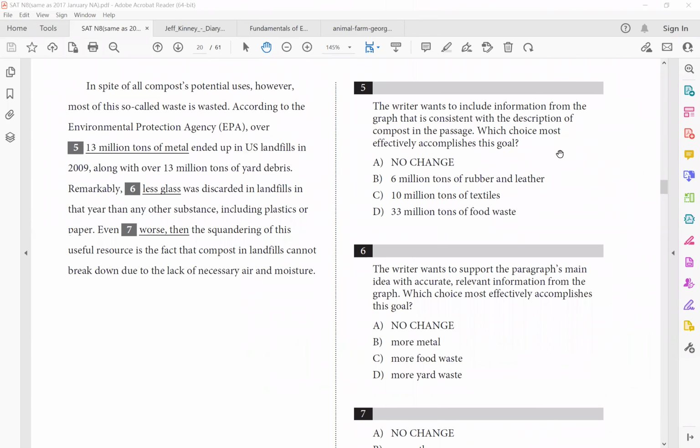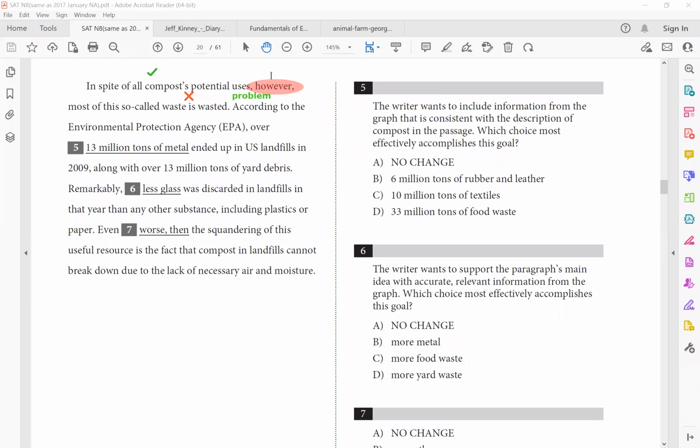And number 5, the writer wants to include info from the graph that is consistent with the description of compost only. Okay, so which best accomplishes the goal? So in spite of all compost potential uses, however, do you see there's a transition before we're talking about positive, now we're talking about negative. Most of it is wasted. So that is, again, coming back to the problem that we need to change.